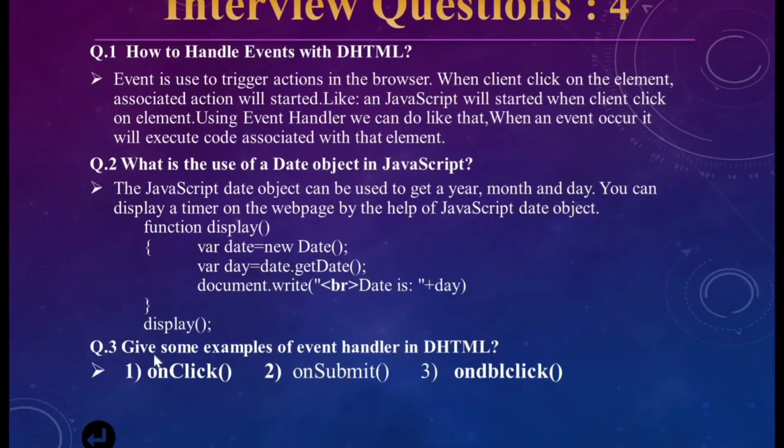And last question, give some examples of an event handler in dynamic HTML. First one, onclick. Second one, onsubmit. Third one, ondblclick.